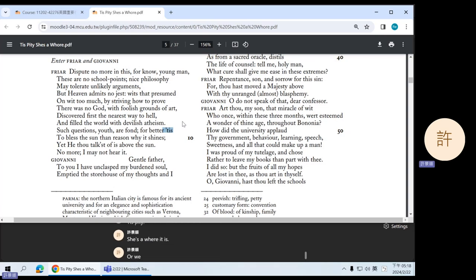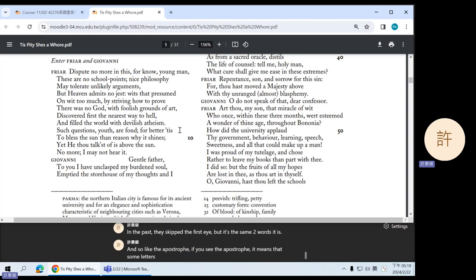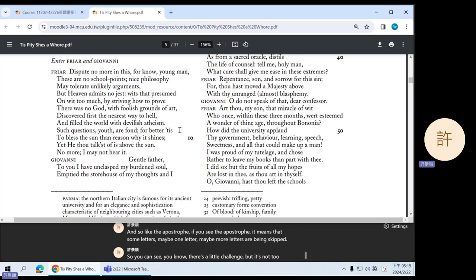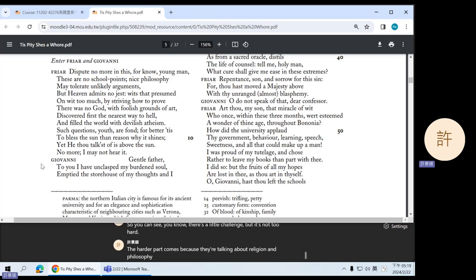Or we say it's. We just omit the other letter, right? Today we skip the second I. In the past, they skipped the first I. But it's the same two words. It is. And so, if you see the apostrophe, it means that some letters, maybe one letter, maybe more letters, are being skipped. So you can see there's a little challenge, but it's not too hard. The harder part comes because they're talking about religion and philosophy. That part you have to think about.